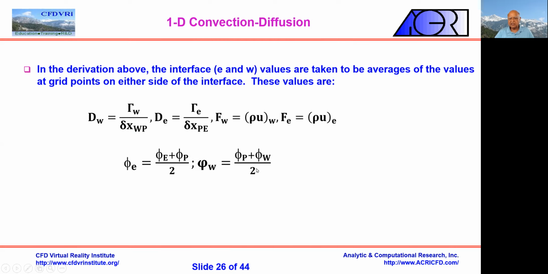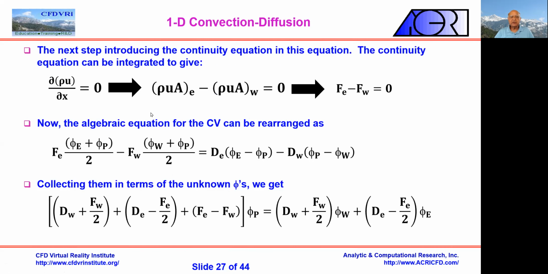Remember, we are in a convective diffusive situation, not a purely diffusive situation, so this may not be right. Before we proceed further, I want to point out that if we take the continuity equation for this case, it can be integrated to give d by dx of rho u is 0, which means Fe is equal to Fw. You may think it's very simple because it's 1D, but this happens even in a multidimensional problem, where the equation is satisfied in a similar manner with just the other direction components.